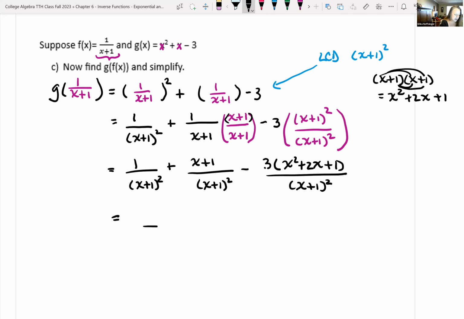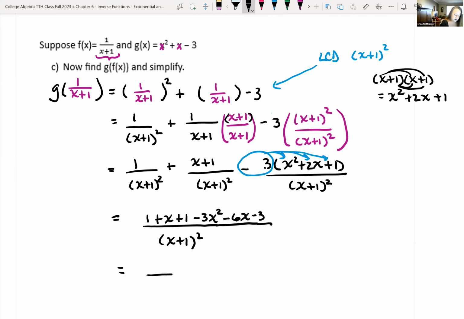So now that we have a common denominator, we can put everything over that common denominator, x plus 1 quantity squared, and we can sum our numerator. So we have 1 plus x plus 1. Let's distribute this -3. Oops, let's go down here and distribute it, carrying the sign with it. So carrying the negative, -3 times x squared gives me minus 3x squared. A -3 times 2x, so minus 6x. And a -3 times 1, so minus 3.